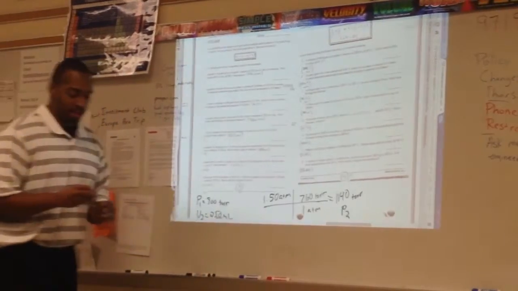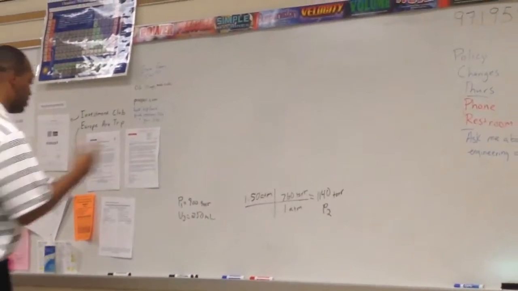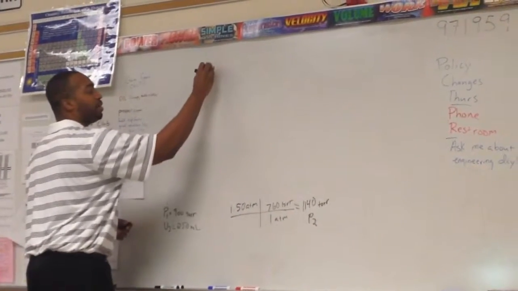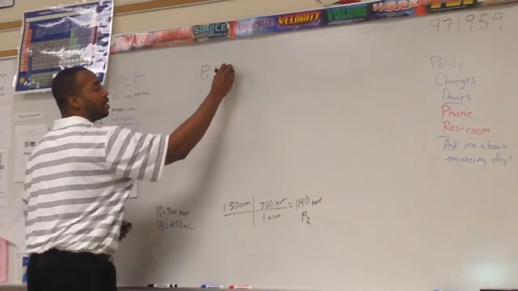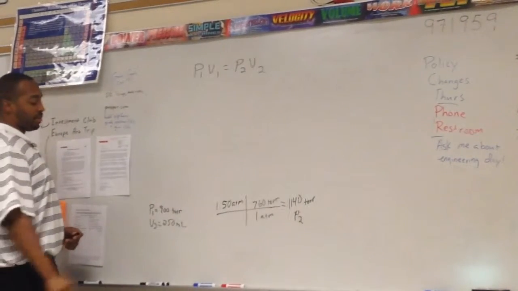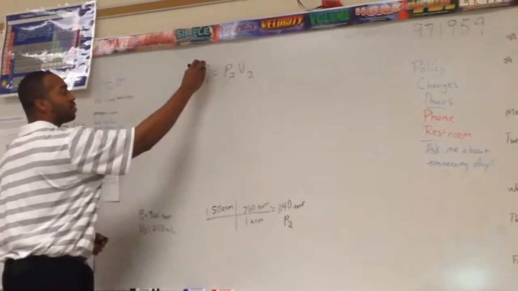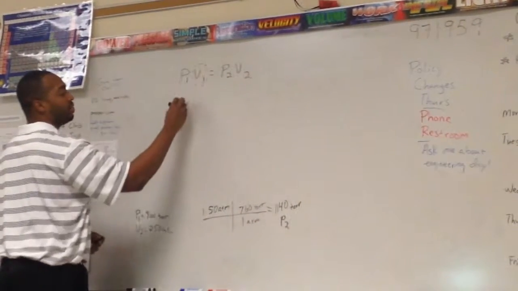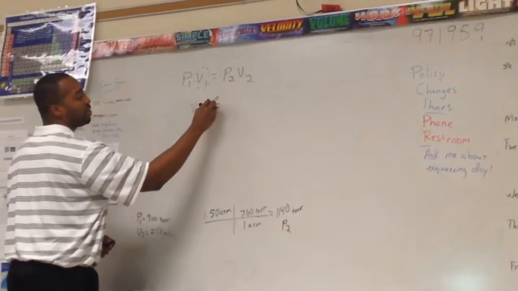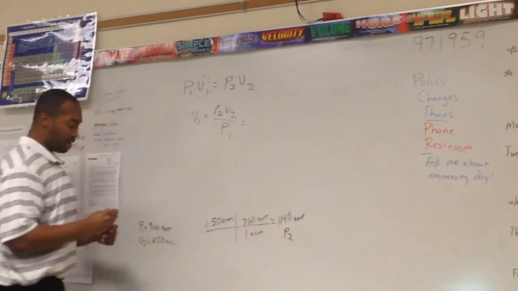Is everybody following me on that? Okay, I'm going to go ahead and shut this down so we can actually read it. So we have P1 V1 equals P2 V2. So all we do is substitute our stuff in, and we want to solve for V1. This is what we're solving for here. So V1 equals P2 V2 over P1, and I just plug everything in there.